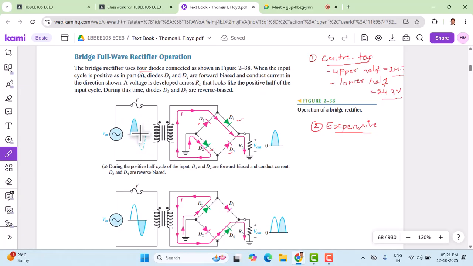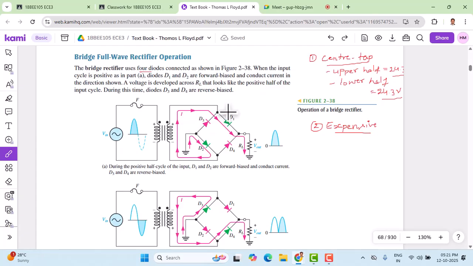During the positive half cycle, if you analyze, diodes D1 and D2 are forward biased. You can see the polarity here. When the positive cycle is applied, the polarity is minus at the bottom and plus at the top, and the same polarity comes to the secondary, minus and plus. Based on this polarity, we can decide the directions and conditions of the diodes. Let me remove unwanted things here so that it becomes easy.